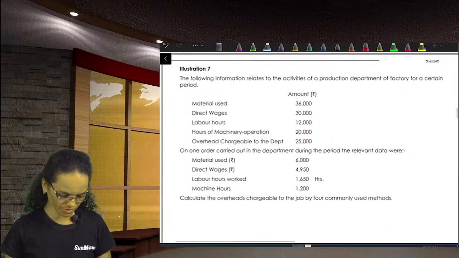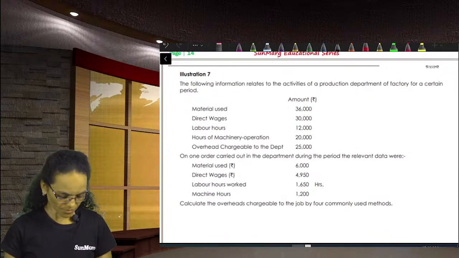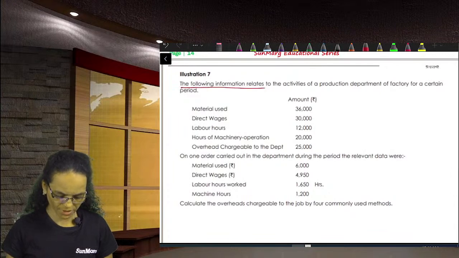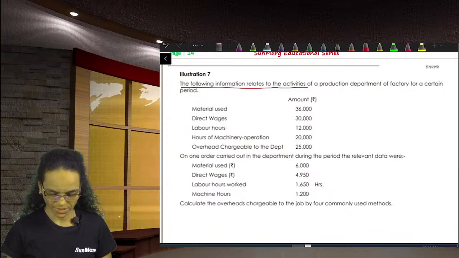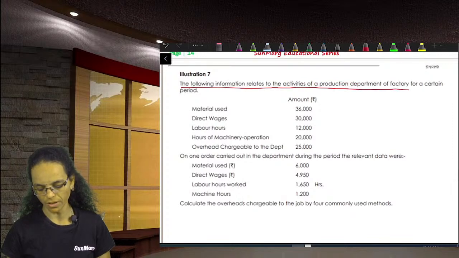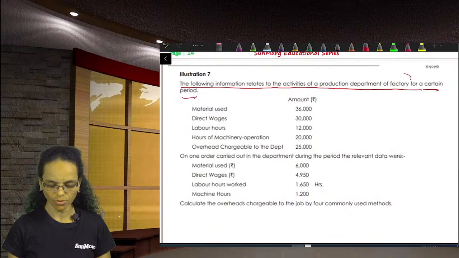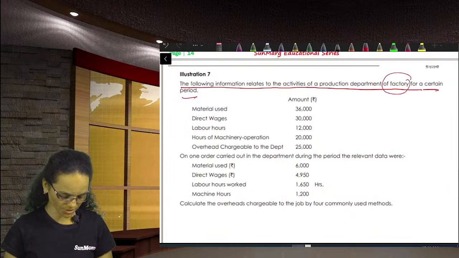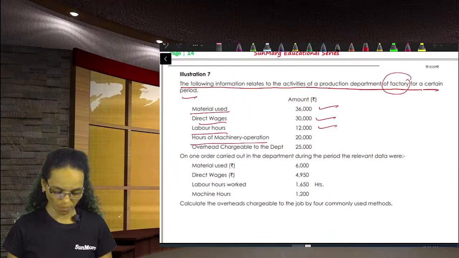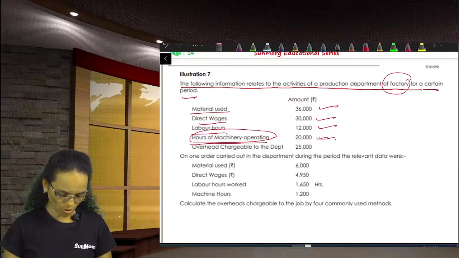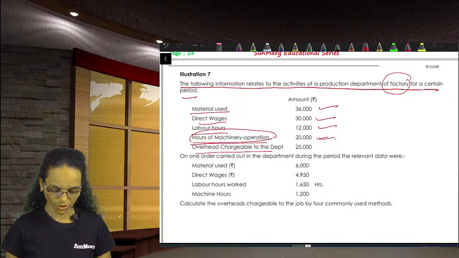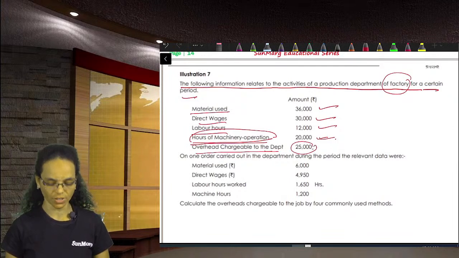Now I'll read the question. Question number 7. The following information relates to the activities of a production department of a factory for a certain period. See, this information is related to a factory's department. Material consumed is given, direct wages given, labor hours given, hours of machinery operation, how many hours the machine is in operation is also given. Overhead charges chargeable to the department is 25,000 rupees.